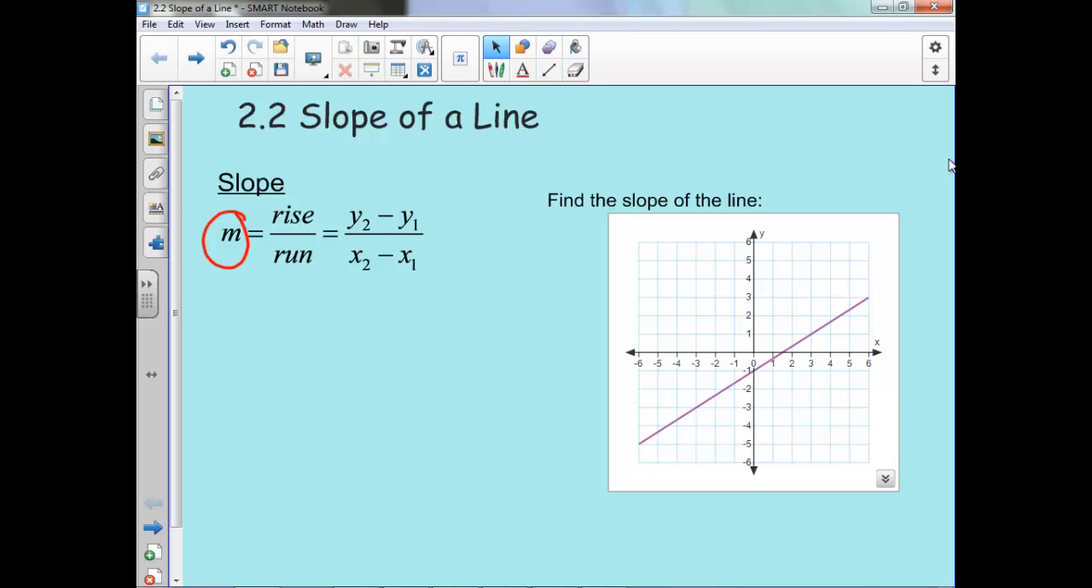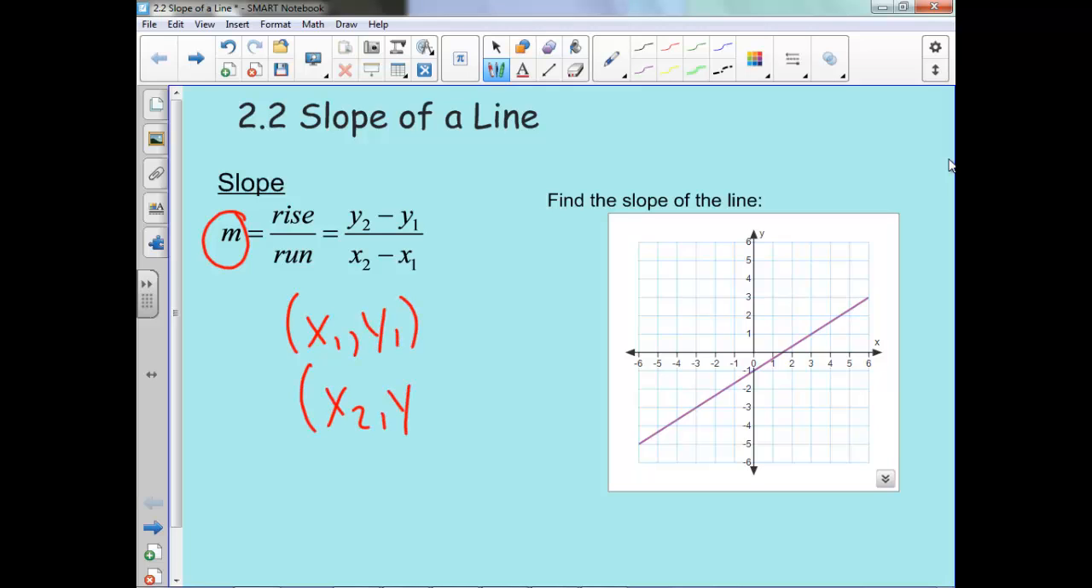So it's a ratio. And then if you've got two ordered pairs, your ordered pairs being x1, y1, and x2, y2, you can use this formula right here, y2 minus y1 over x2 minus x1. So now we're going to find the slope of this line. First we have to find 2 points that this line goes through. So it goes through this point, and it goes through this point.